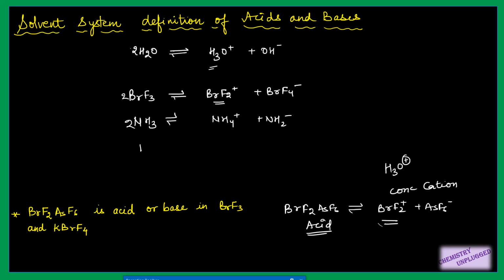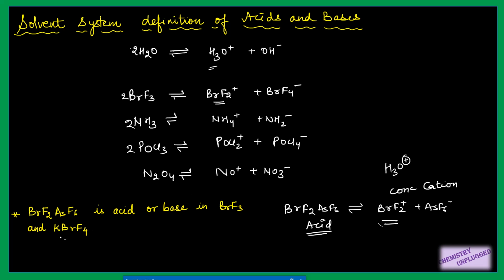Another possible solvent is POCl3. POCl3 will undergo self ionization. It will show formation of POCl2+ and POCl4-. One more is N2O4. It will undergo self ionization and form NO+ and NO3-.